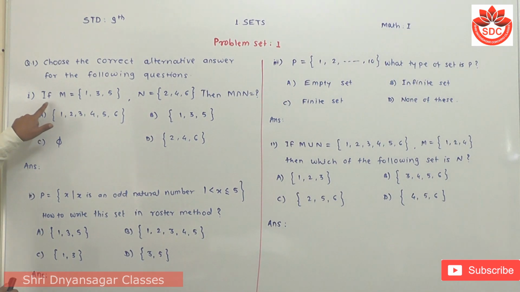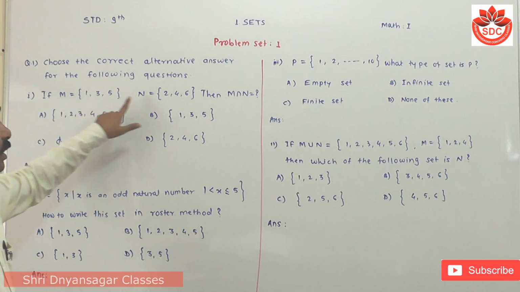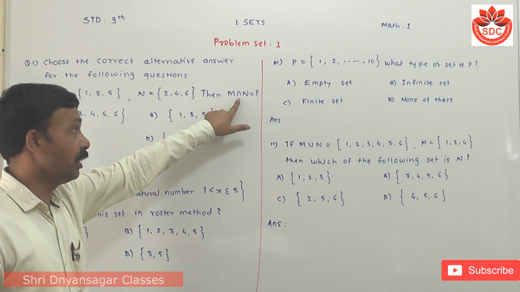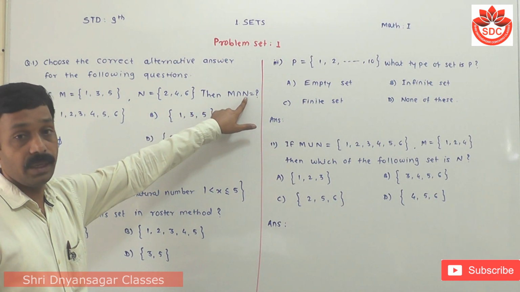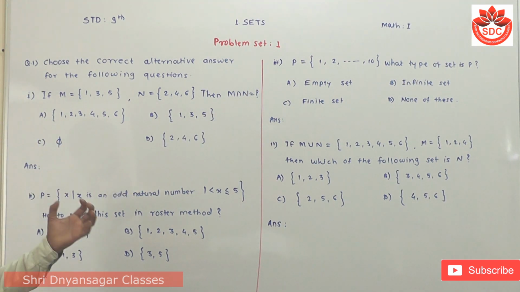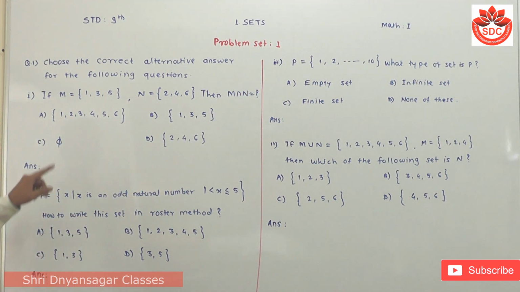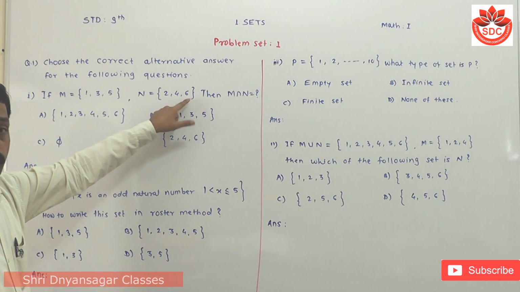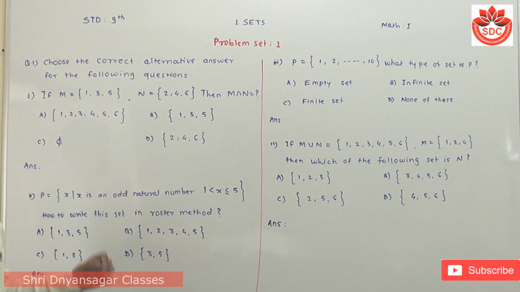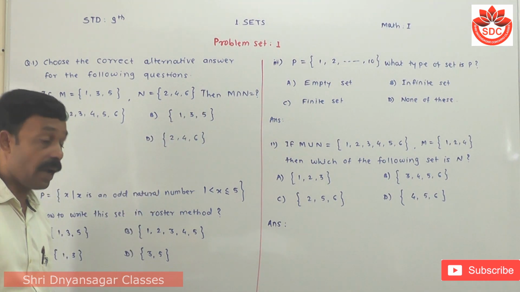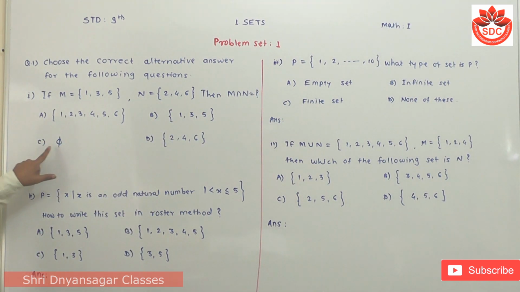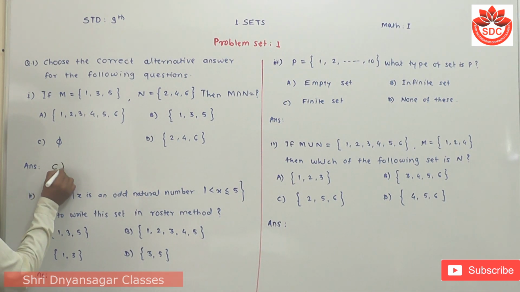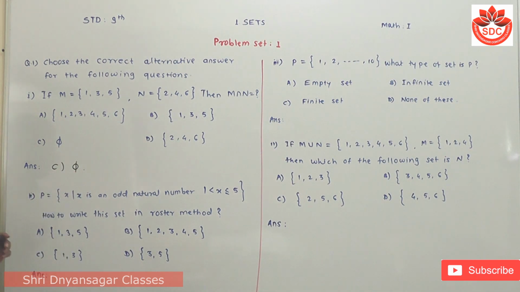The first question is, M is the set of 1, 3, 5, N is the set of 2, 4, 6. Then what is the value of M intersection N? Intersection means the common elements. When we observe these two sets, 1, 3, 5 and 2, 4, 6, there is no common element, so their intersection is empty. Here the answer is C. So the first answer is C.